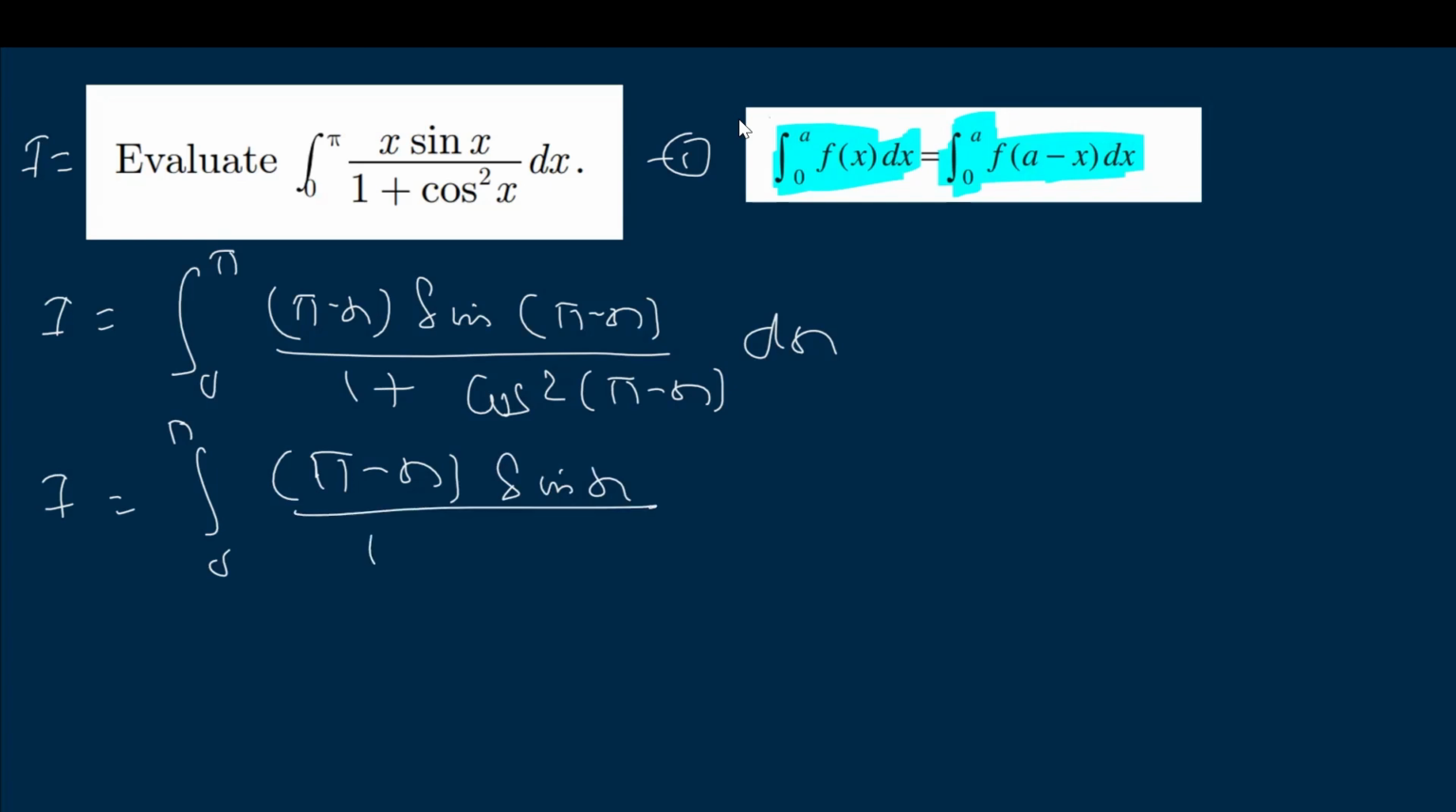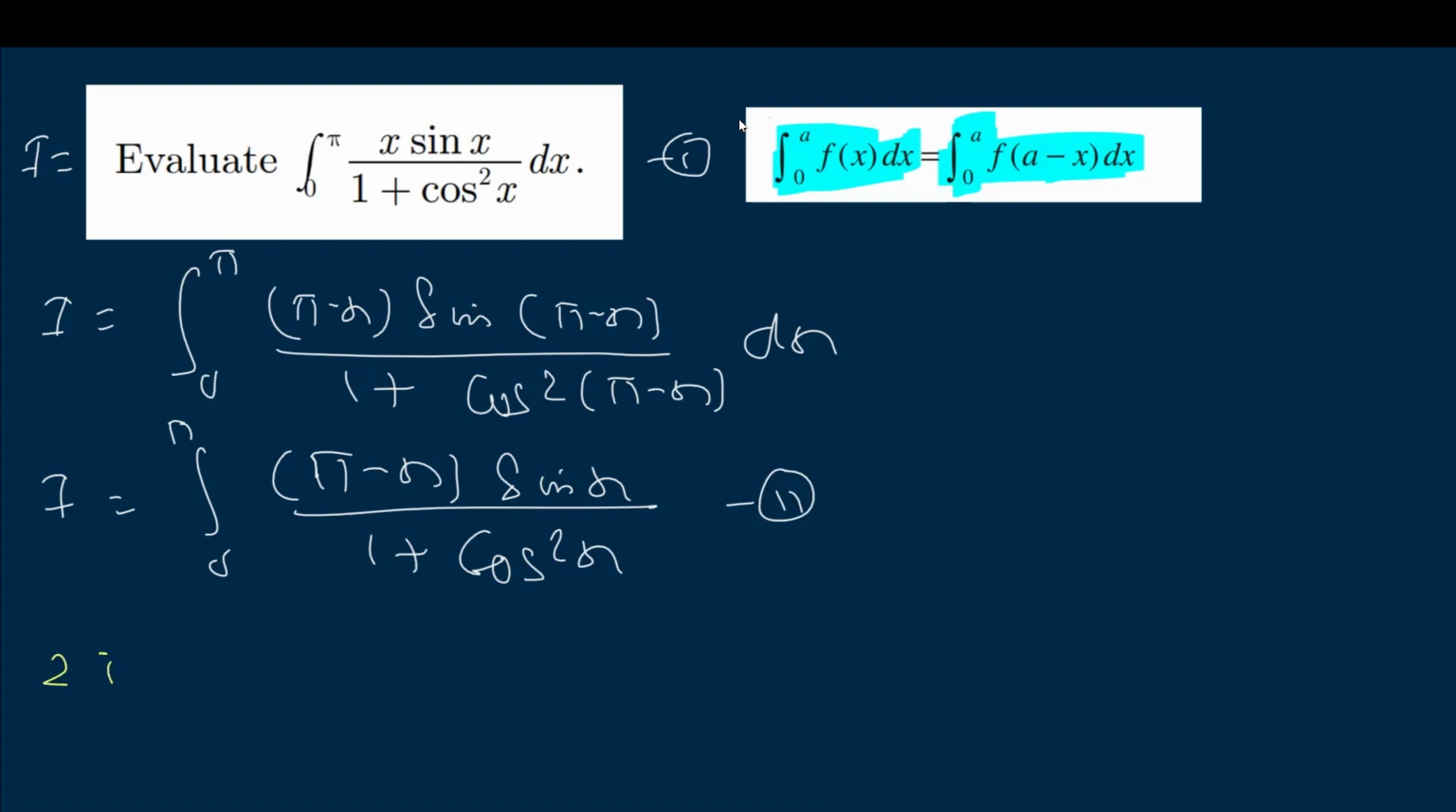And this is 1 plus, although this is coming as negative, there is a square over here, so we'll be writing 1 plus positive. Well, cos of (pi minus x) is minus cos x, but we have a square over here. That's why I'm writing cos square x. This is equation 2. Next, I'm going to add these two equations.